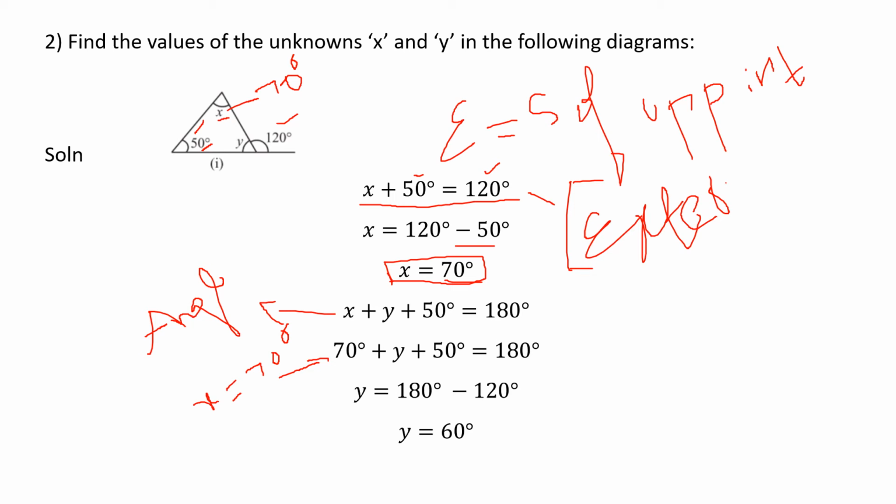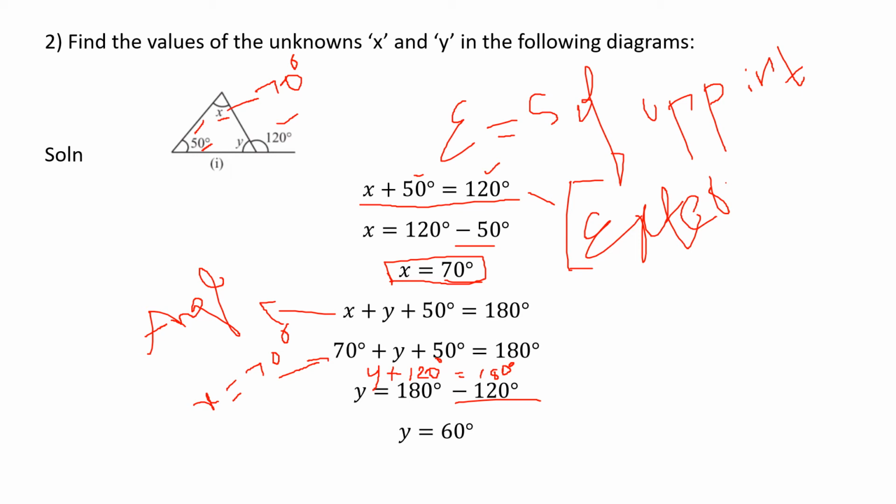So 70 degree plus y plus 50 is equal to what? Now 70 plus 50 is equal to 120. If you want, you can write one more step here. Y plus 120 degree, we are adding those two constants, is equal to 180. Then bring all the constant term to the one side and variable term to the other side. So y is equal to 180 degree. Bring this plus 120 to the right hand side. It becomes minus 120. So 180 minus 120, you are getting 60 degree. So y is equal to 60 degree.